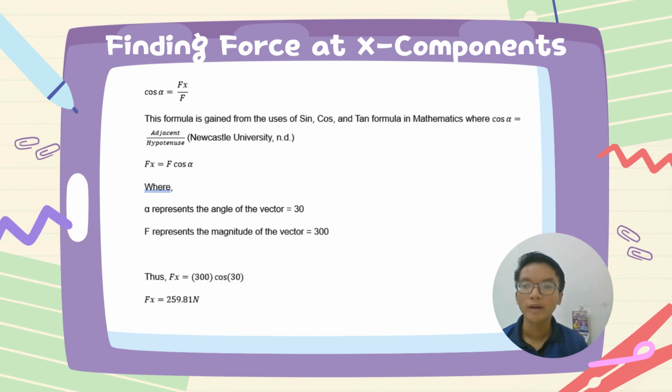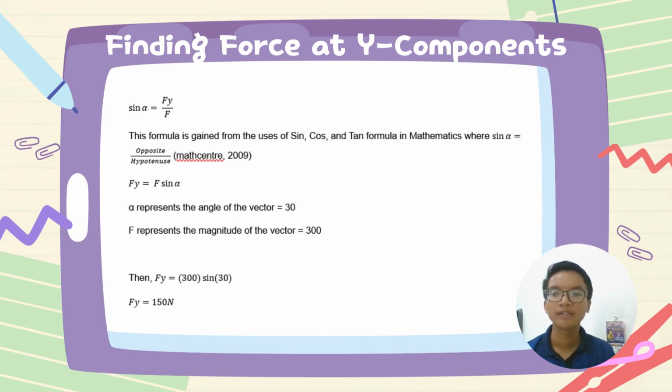First, we are going to find the force at the x component. By using the cosine principle, we get cos A equals Fx over F. To find Fx, we multiply both sides by F, and we get Fx equals F cos A, where A represents the angle of the vector, 30 degrees, and F represents the magnitude of the vector, equal to 300 Newton. We substitute both values in the equation and we get Fx equals 259.81 Newton. So we have found the force at the x component.